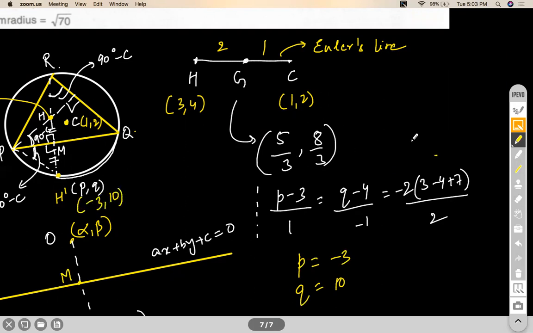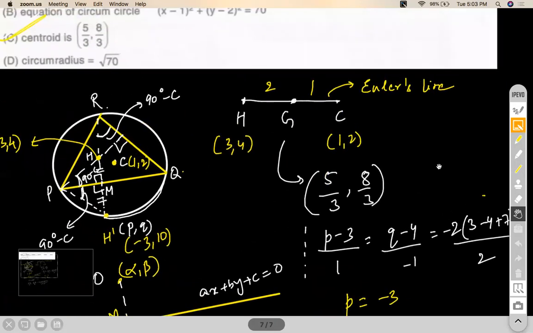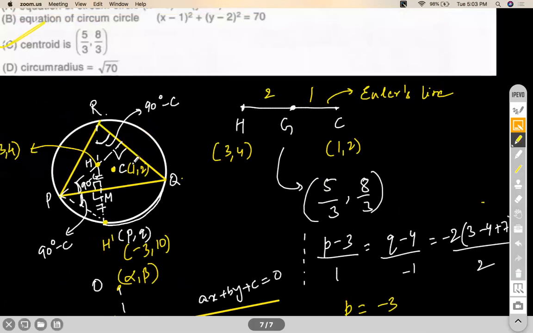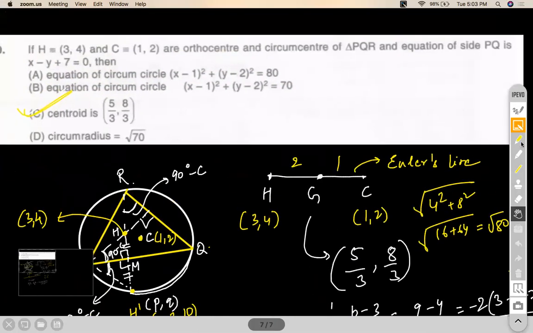Now this will clearly help you to get the radius. So for radius, it will be 4 square plus 8 square under root, which is 16 plus 64 under root, which is root 80. So it is obvious that option number A has to be correct. So B will be wrong and D will be wrong. So option A and C are correct.